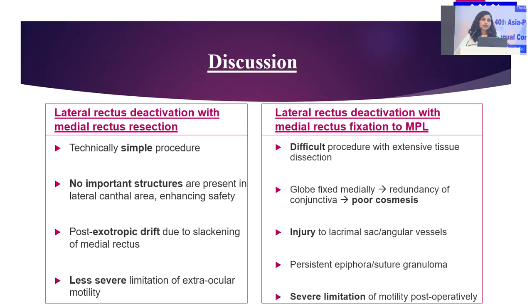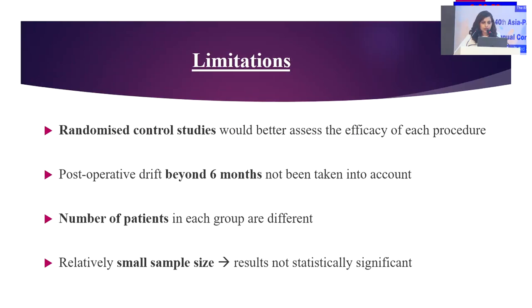We saw that in the first group, it was a technically simple procedure. There were no important structures present laterally. Post-exotropic drift could be due to slackening of the medial rectus, and there was less severe limitation of ocular motility. In the second group, it was more difficult with extensive tissue dissection. There was poor cosmesis. Lacrimal sac and angular vessels could be injured. There was persistent epiphora and severe limitation of motility post-op.